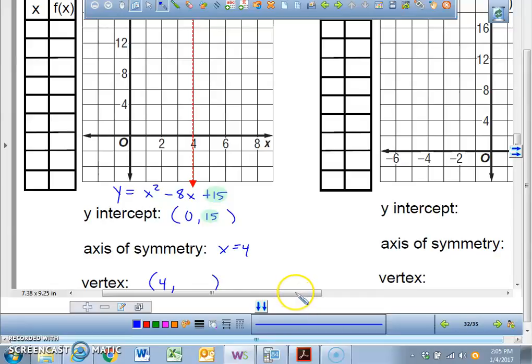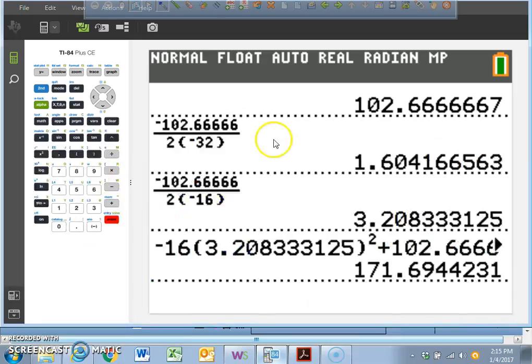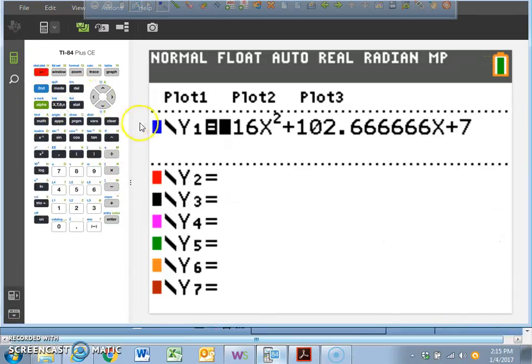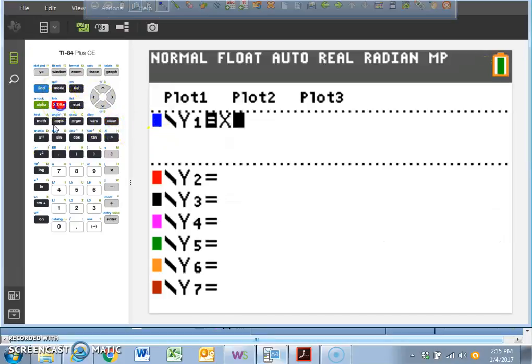Now what we're going to do is we're going to use a calculator. We'll be able to figure out where the vertex actually is located. All right, my class has left me. We're going to go and finish this problem here. I'm going to clear this out. Type in x squared minus 8x plus 15. All right, and I'm going to check the table right here.